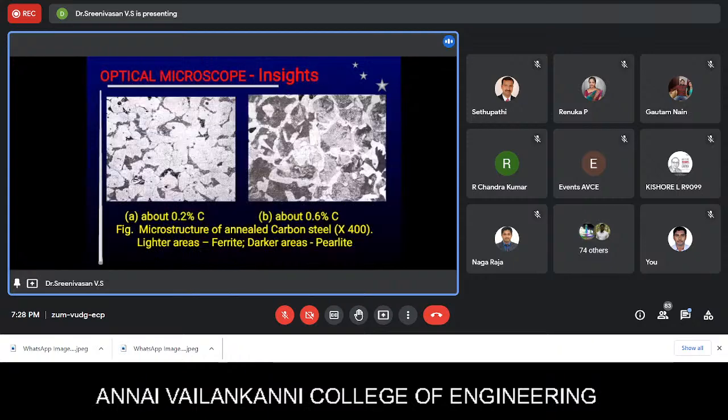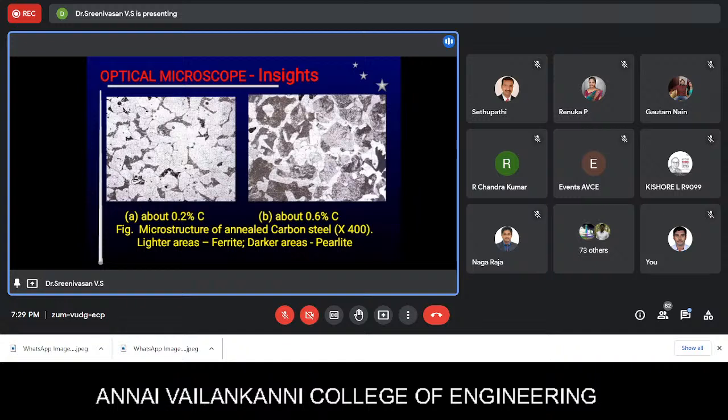Similar to that, the influence of carbon content on annealed carbon steel can be identified with the assistance of these diagrams. Diagram A represents 0.2 percent carbon, and B represents the specimen having 0.6 percent carbon. When the carbon content is lower, ferrite is the dominating element. The lighter areas represent ferrite and the darker areas represent pearlite.